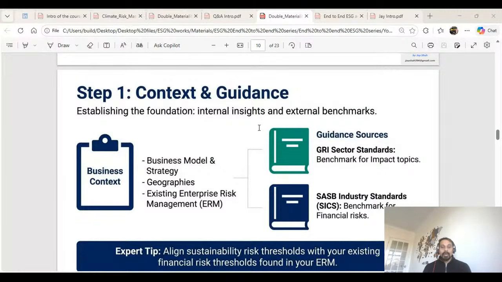Here I would advise aligning your sustainability risk threshold with your existing financial risk threshold, so that helps you avoid internal conflict later on. It also helps you make projections of your net zero, your revenue, and your sustainable revenue. So that is very important to understand the context and the business model.